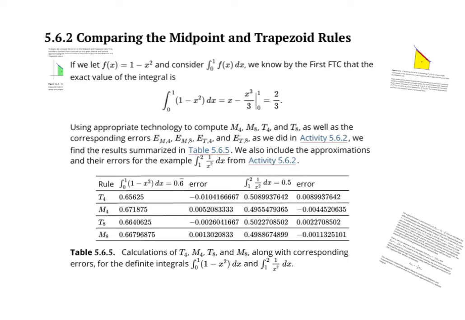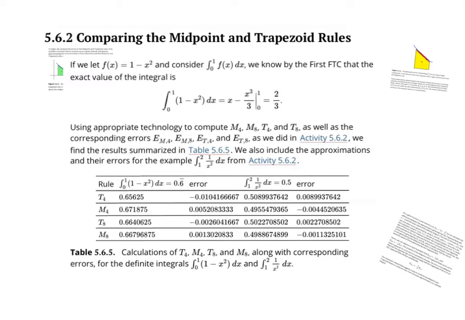Here's an example with the function f of x equals 1 minus x squared. Thinking about the integral of it, that's a pretty straightforward integral to calculate. Its exact value is 2/3, which we're writing as 0.6 with a bar over it. They're showing you the calculations of T4, M4, T8, and M8.